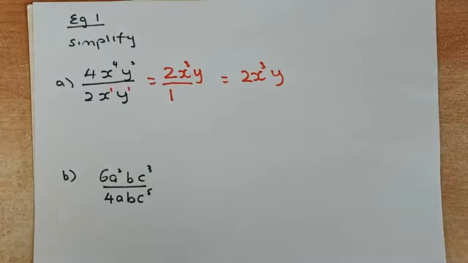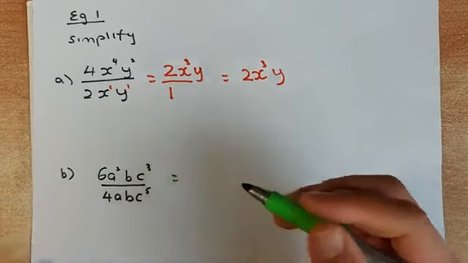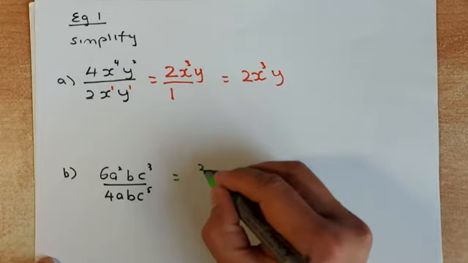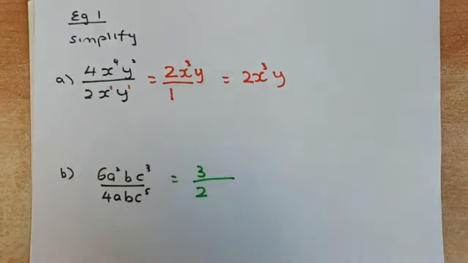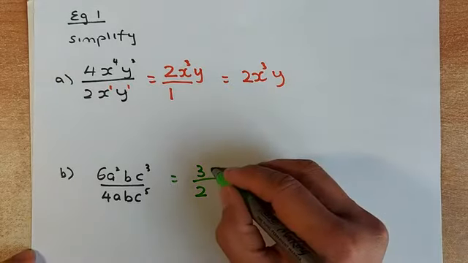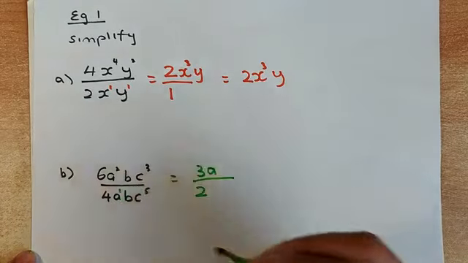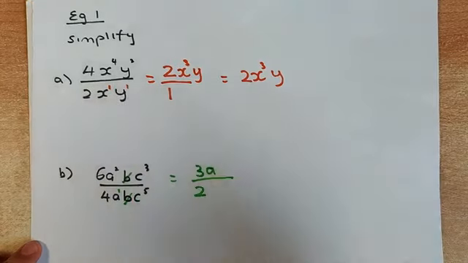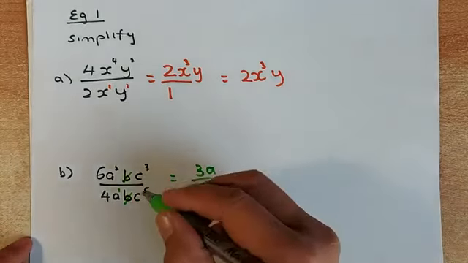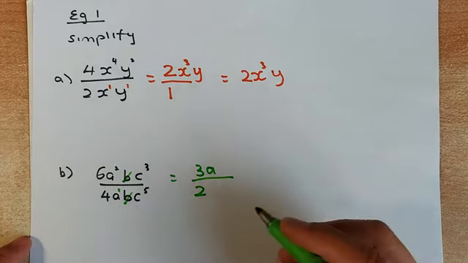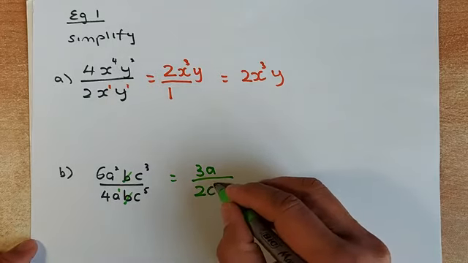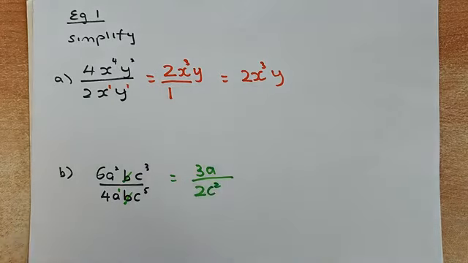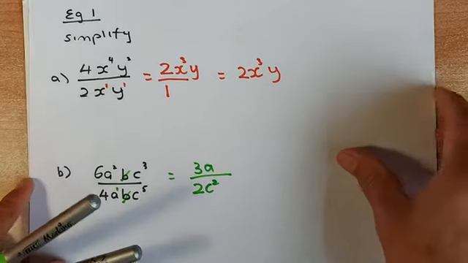The second one is slightly more difficult. Again, number divided by number. 6 divided by 4 is going to be 3 over 2. You divide the two numbers. And then a squared divided by a, you're just left with 1a because 2 minus 1 is going to be 1. B and b just cancel out. There's nothing left. And c cubed over c to the 5, there are more c's at the bottom by 2, so c squared. That is how you simplify a fraction.